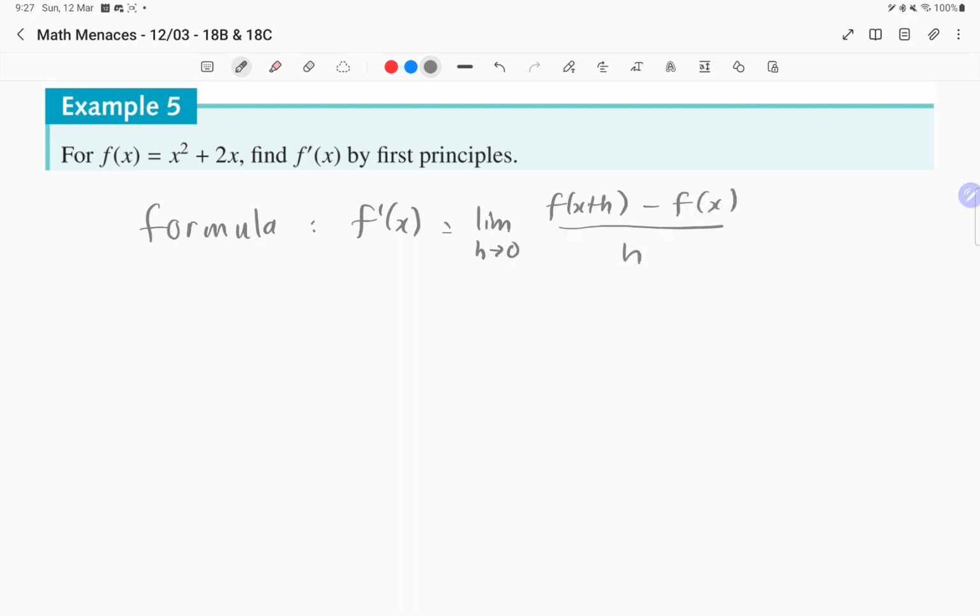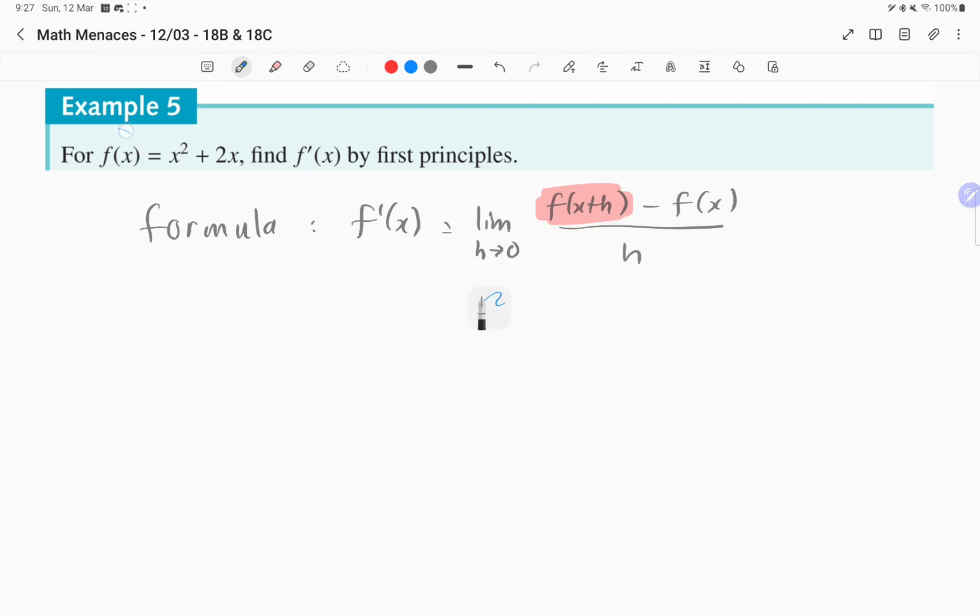So if we know this is the formula, the hardest thing, I'll tell you guys, to find out is the f of x plus h. That's actually the hardest thing. If you get that one wrong, it's very hard for you to get the whole thing right. So you would find f of x plus h first.